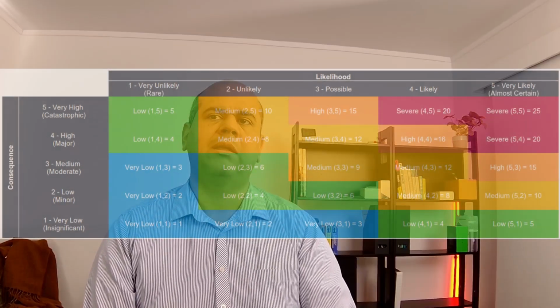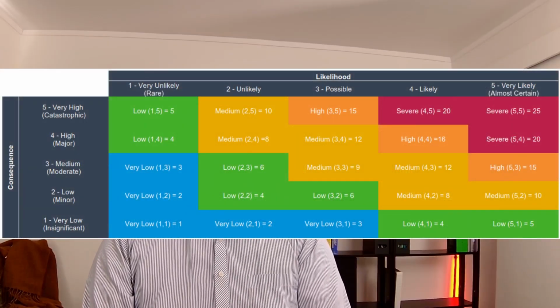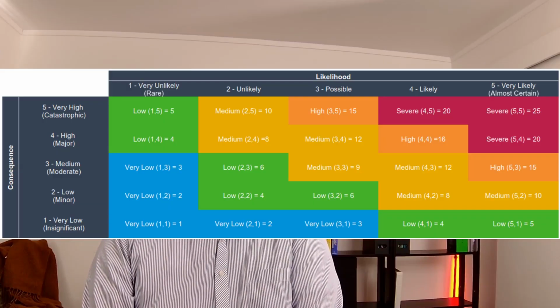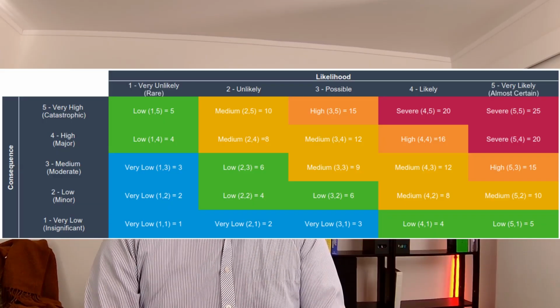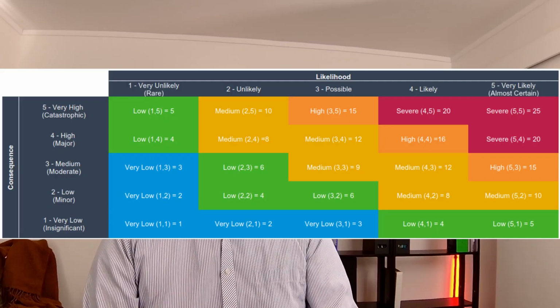The second type of failure I see with RAMs is false numerical precision. The score looks mathematical. A 4x4 gives you 16, a 3x3 gives you 9. 16 is bigger than 9, so the first risk is worse, right? Case closed. Well, not quite.